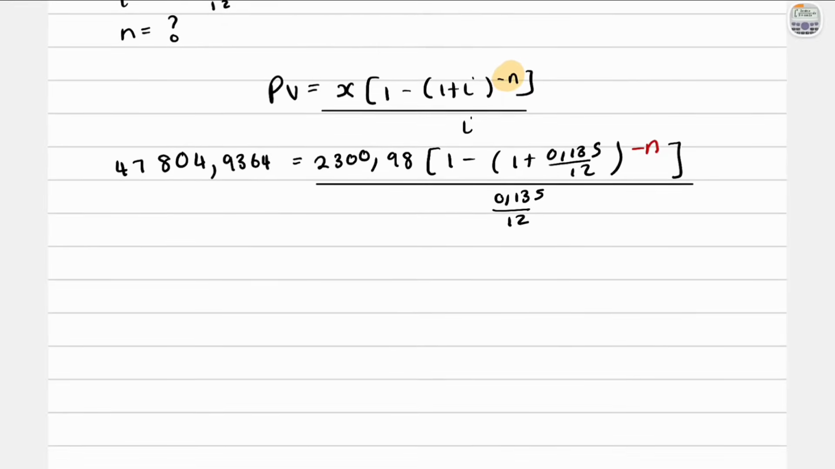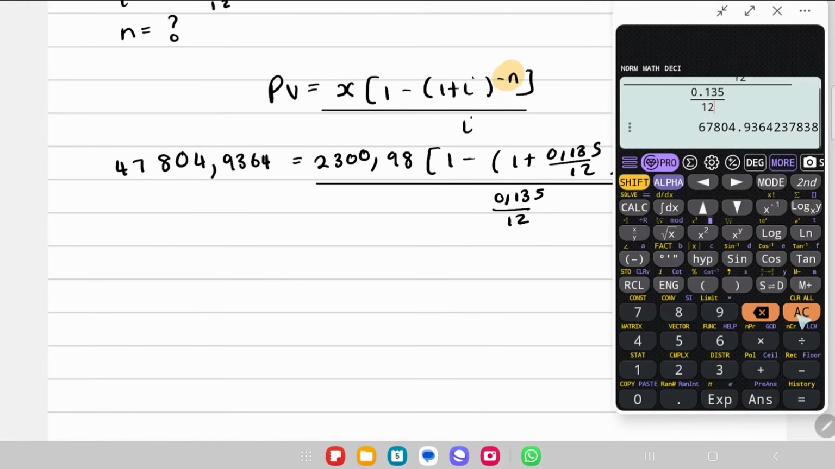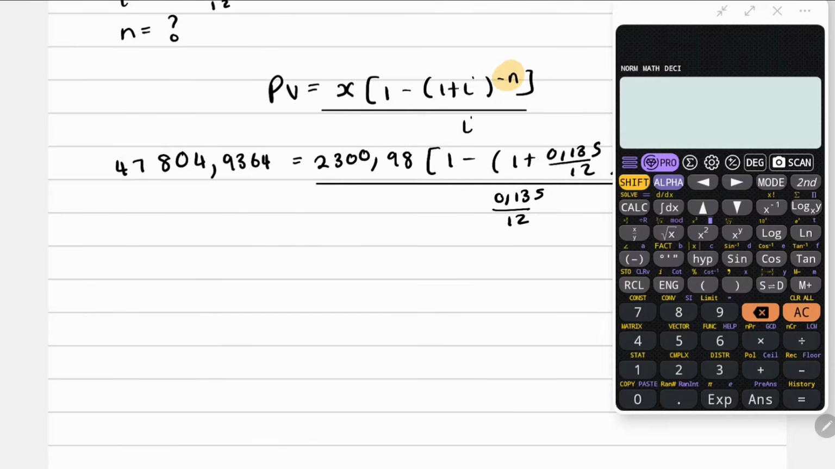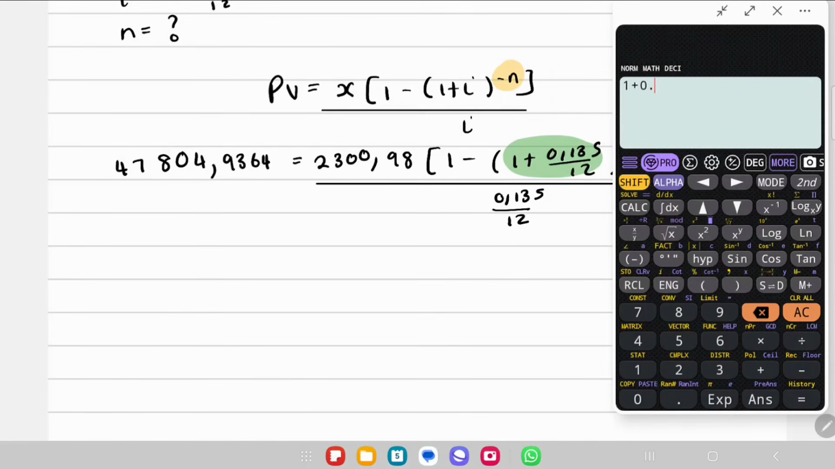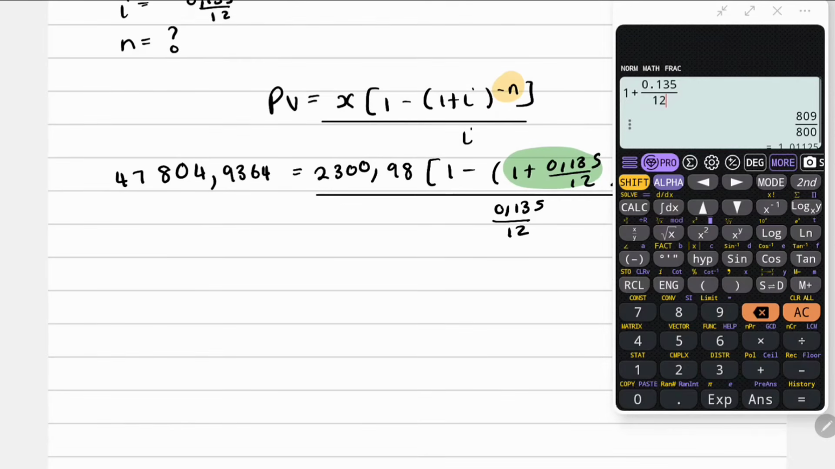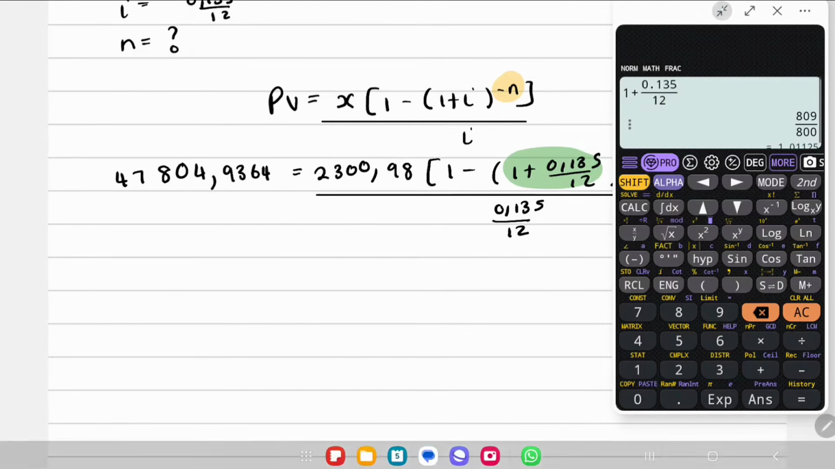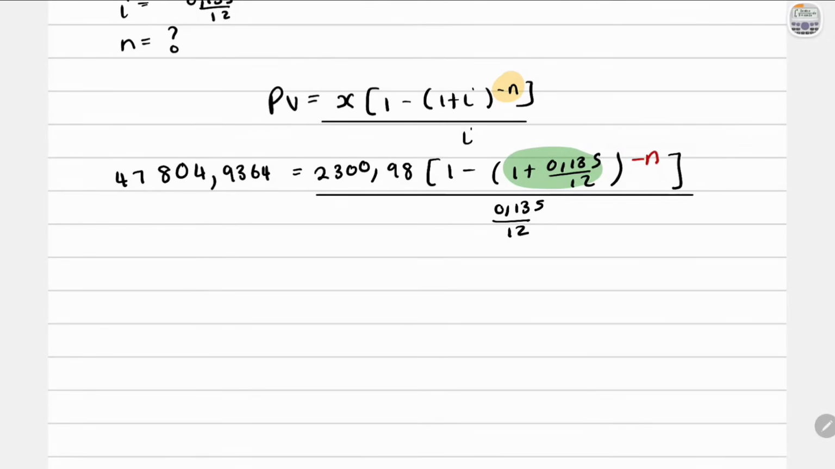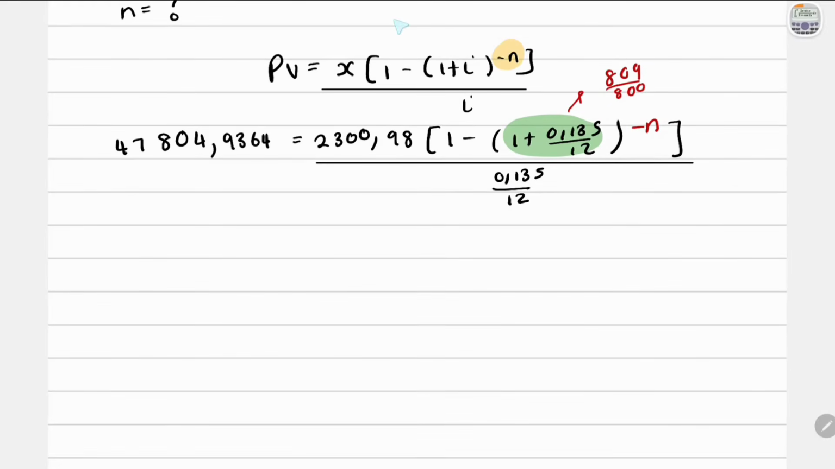Okay, so what I'm going to do is just find the stuff that I want to be put together. For example, this one, I don't like the way this looks right now. So I'm going to find out what 1 plus 0.135 over 12 is on the calculator as a fraction, because it's easier like that. Keep in mind that it's 809 over 800. That's what we have here, right, 809 over 800. And now we can start working on dividing where we need to.